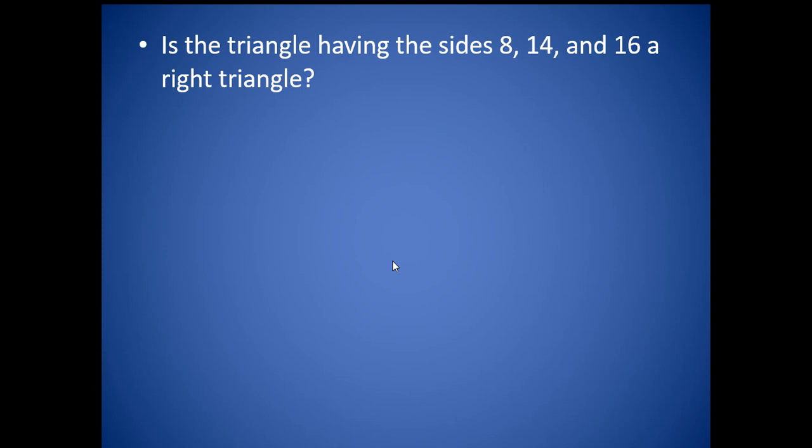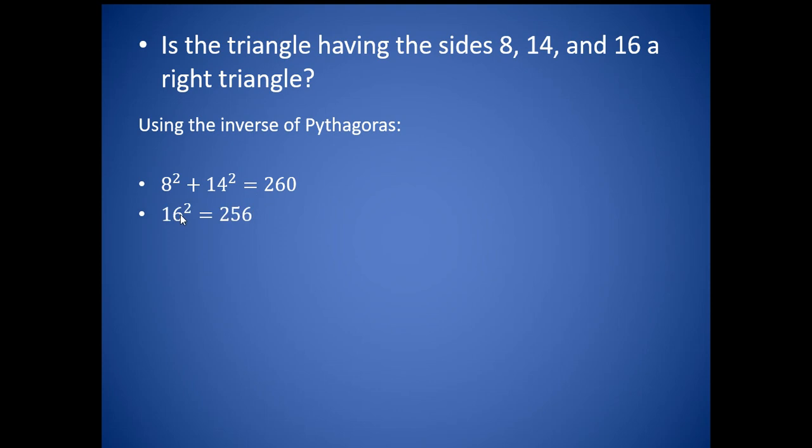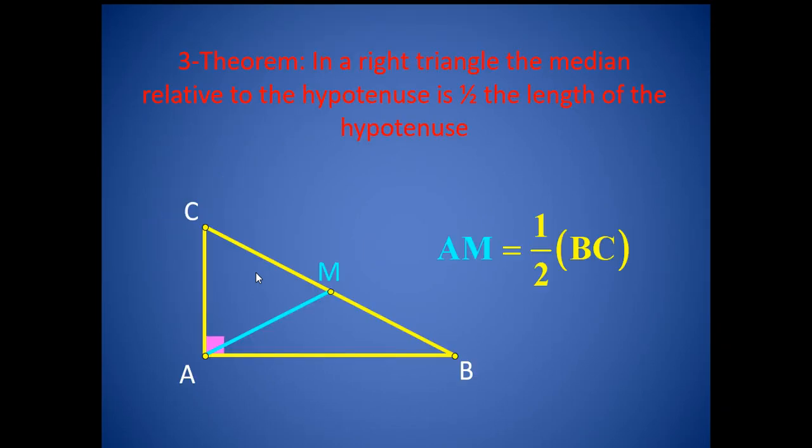I'll give you an example. Is the triangle having the sides 8, 14, and 16 a right triangle? First, the rule is the longest side squared. Which one is the longest side? It's 16. So we need to write using the inverse of Pythagoras. All the time you do each part alone. I do 8 squared plus 14 squared alone, which is 260. Then I do 16 squared, which is 256. Since the two are not equal, what can I say? It's not a right triangle.